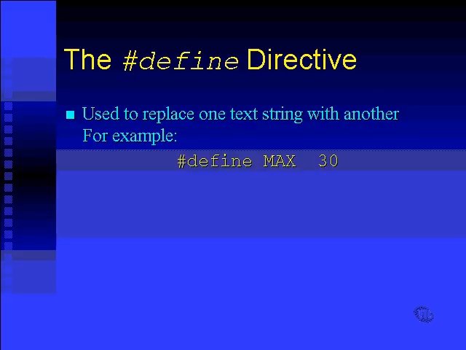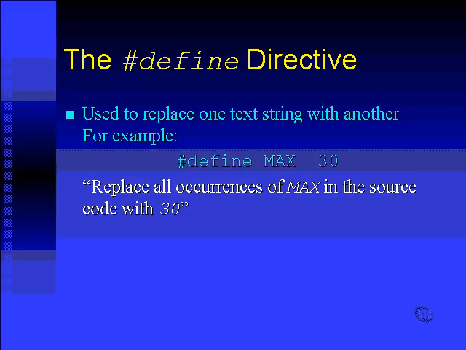#define MAX 30. Okay, now what does that possibly mean? What it means is replace all occurrences of the word MAX, exactly like that, case dependent, so it's not uppercase, lowercase, it has to be exactly the same, in the rest of the source code with the number 30. So if you like, it's a simple search and replace. It happens from the line where the #define is all the way to the end of the file, and that's all that it does.